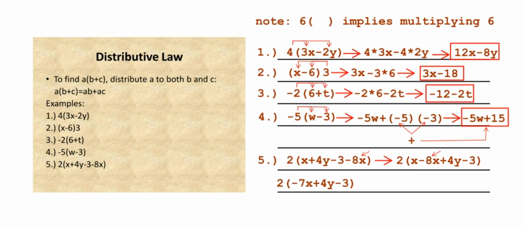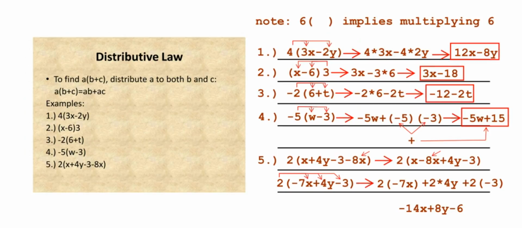Okay, now let's distribute. Distributing 2 times negative 7x, 2 times 4y, so plus 2 times 4y, I should say, 2 times negative 3, plus 2 times negative 3. And let's simplify.